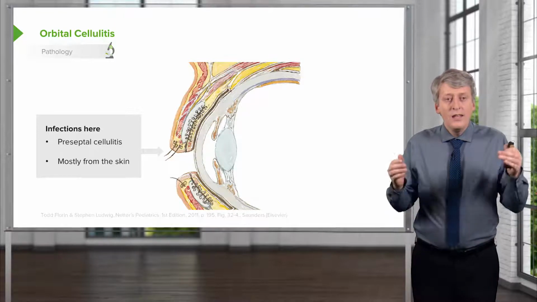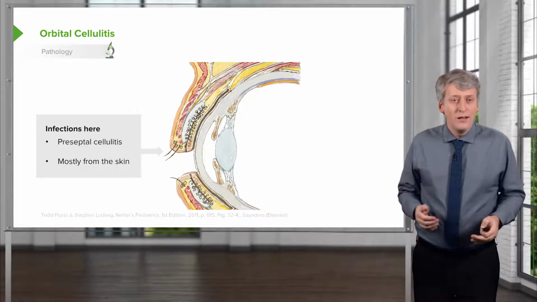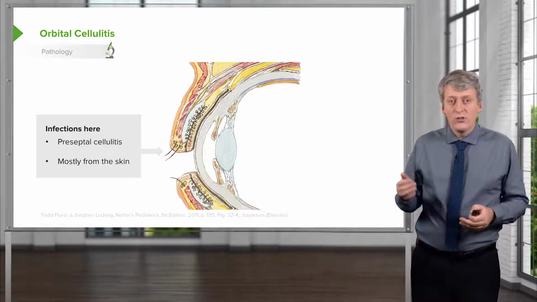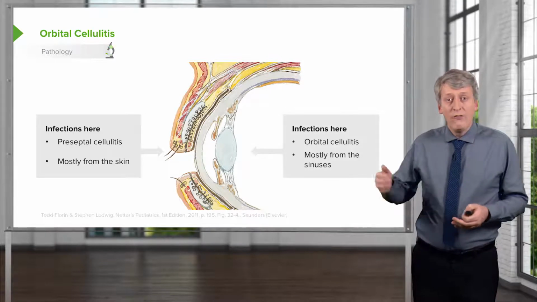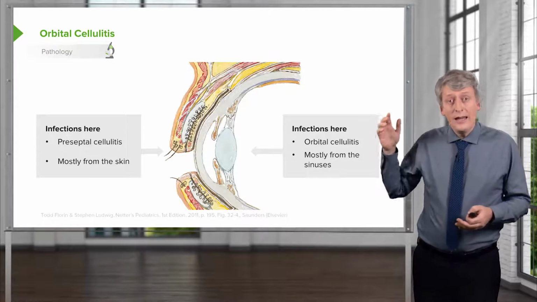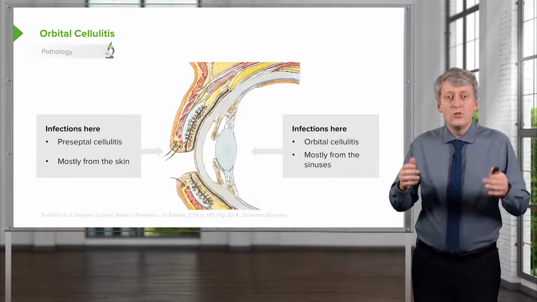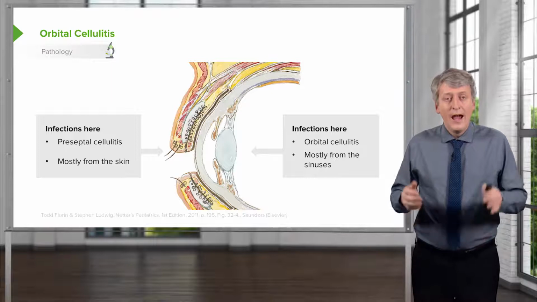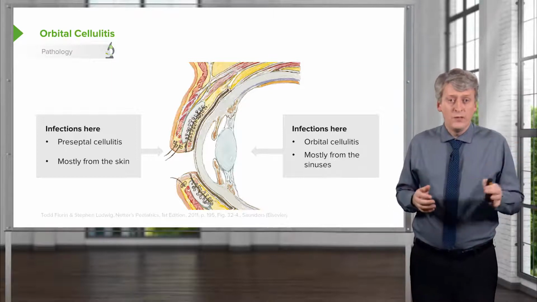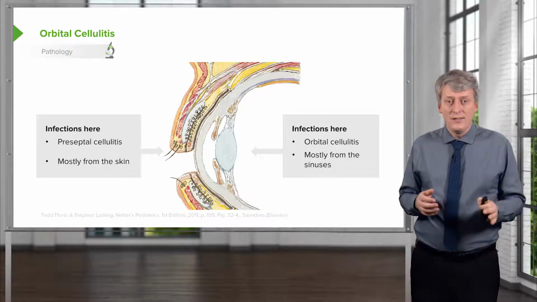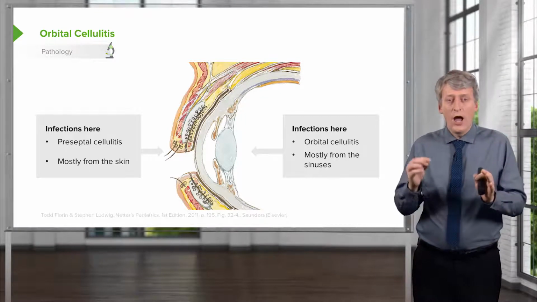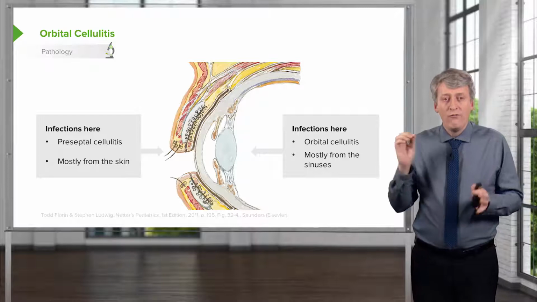cellulitis. These infections are mostly from the skin, and the number one organisms are staph and group A strep. However, if an infection is here, behind the septum, this is orbital cellulitis. And these infections don't come from the skin most commonly. Most commonly they come from the sinuses, because the sinuses are a paper-thin wall away from the orbit.